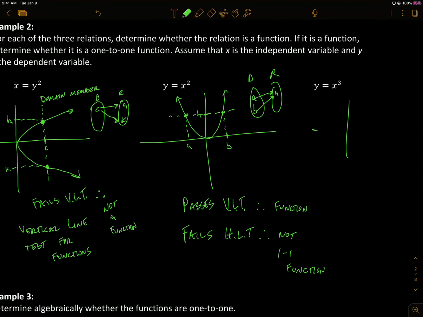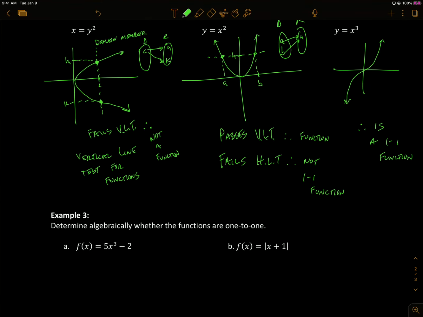Then we look at y equals x cubed. I also know, I don't need Desmos to graph that, it looks like this. This will pass both the vertical line test and the horizontal line test. There's no horizontal line that will hit twice, so therefore this is a one-to-one function. First I had to check that it's a function. It passes the vertical line test. Then it passes the horizontal, so it's a function and it's a one-to-one function.